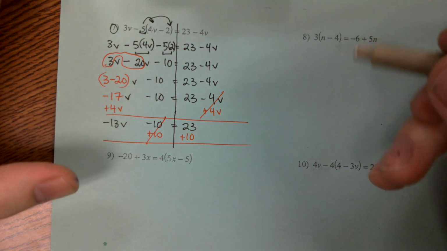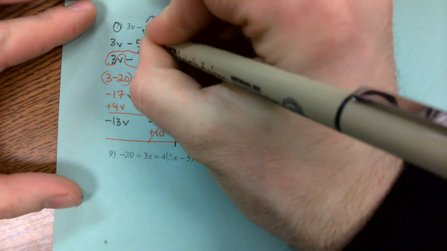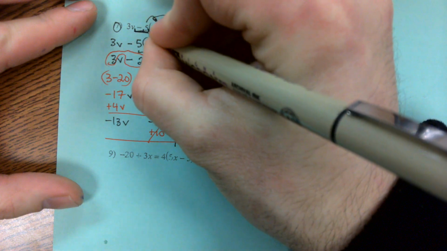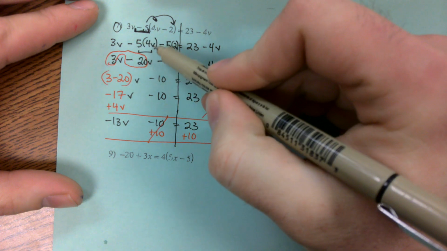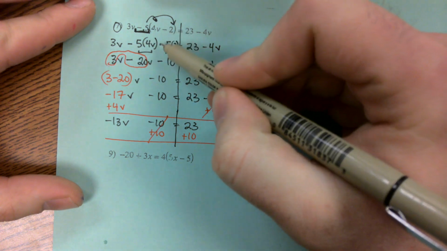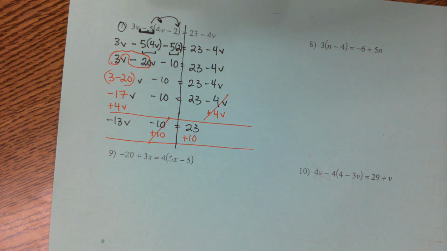I messed up. That's my bad. This negative sign out in front, right? We actually want to keep it attached to the 5. Okay? So negative 5 times 4v minus negative 5 times 2. So really, I apologize for this, folks, if you're watching this.